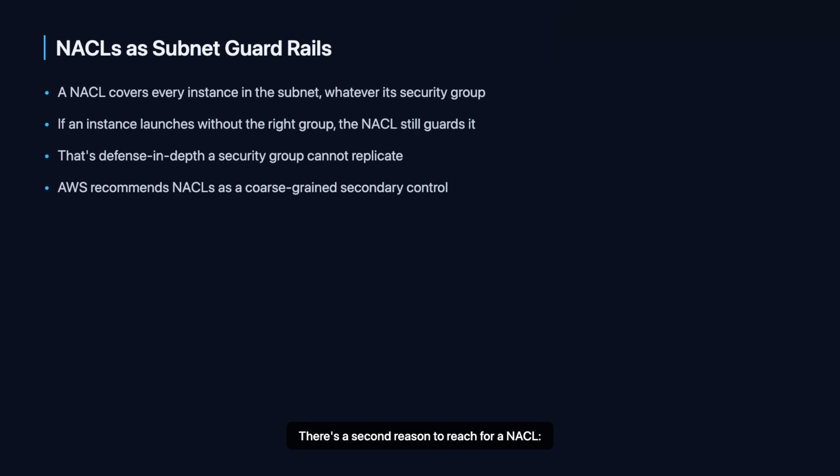There's a second reason to reach for a NACL. It's a safety net. Because it covers every instance in the subnet regardless of that instance's security group, it protects even the machine that got launched with the wrong group by mistake or through an automation slip. A security group simply cannot do that. If an instance never got the right group, the security group protection isn't there. Amazon Web Services describes this exactly: use security groups as your primary control and use NACLs as coarse-grained subnet guardrails for defense in depth.